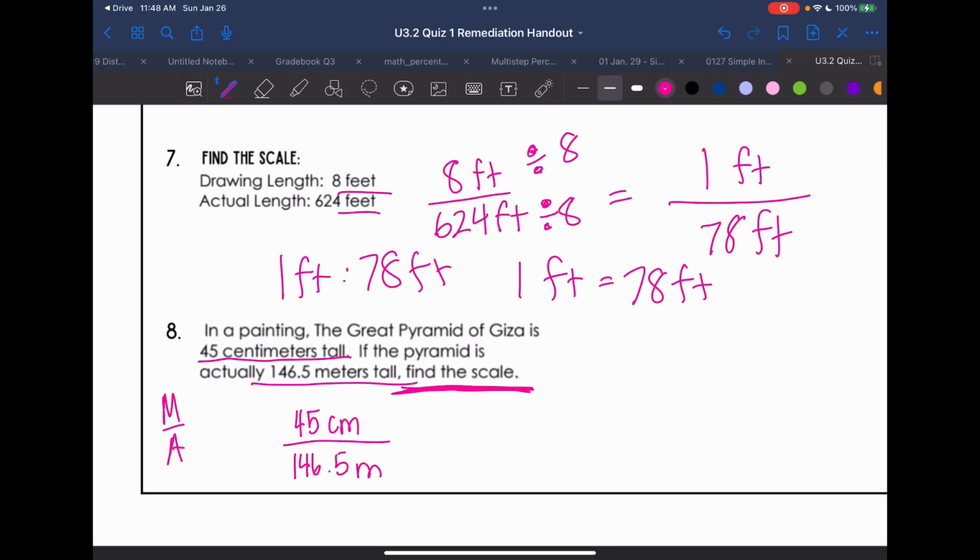146.5 meters. So I want to divide my numerator and my denominator by my numerator. So I want to divide the top and the bottom by the top number. 45 divided by 45 is 1 centimeter. And then 146 divided by 45 is approximately 3.256. But I don't have a calculator right now, so I would leave it as a fraction, but I can't because I don't know what the fraction is. So that would be my scale.